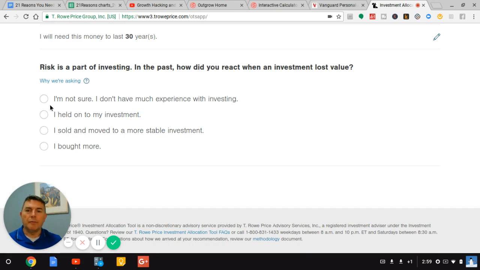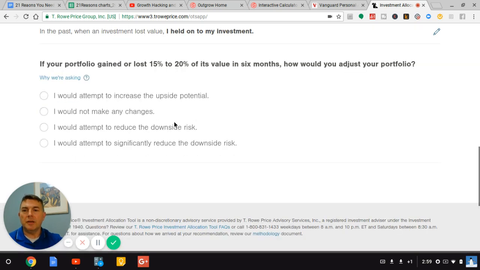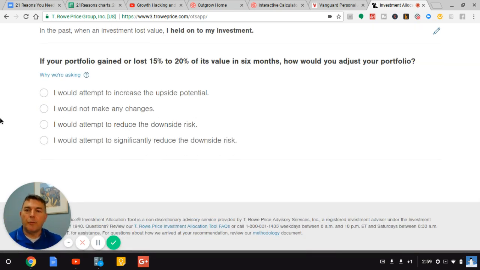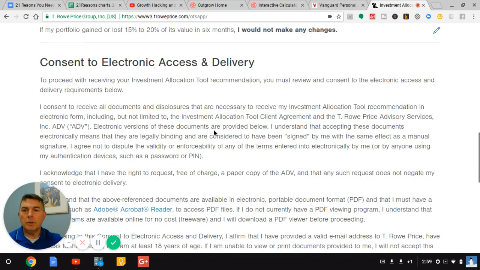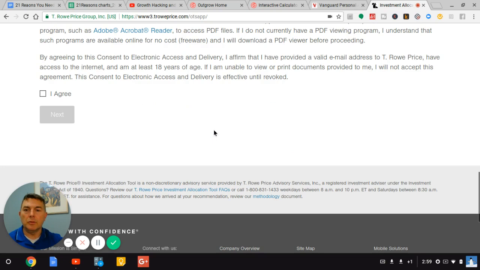Risk is a part of investing. In the past, how did you react when an investment lost money? I just held on to my investment, we'll say. They already pre-checked that. If a portfolio gained or lost 15 to 20% of its value in 6 months, how would you adjust your portfolio? I would not make any changes. Correct. And remember, USAA asked almost identically the same questions. I agree to, I guess I'm signing up for the Marine Corps, so who knows.